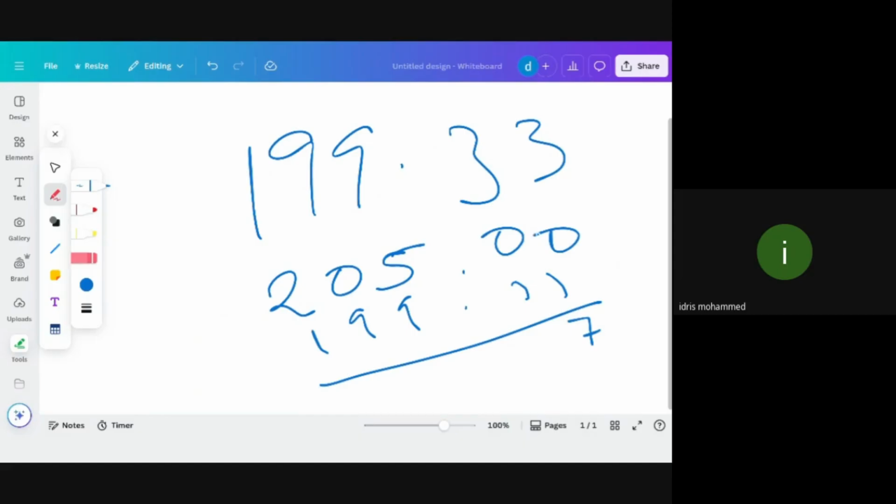Let's do it together. 10 minus 3, that will be 7, right? Then 9 minus 3, that will be 6, right? Since this one now, you borrow from here, normal mathematics. So this one now will be 4. Bring another one from here to make 14. 14 minus 9, that will be 5.